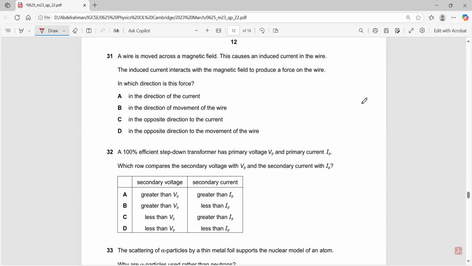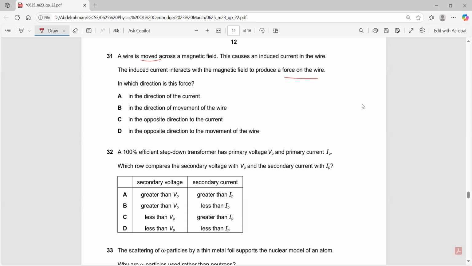A wire is moved across a magnetic field. The induced current interacts with the magnetic field to produce a force on the wire. In which direction is this force? As you move this wire inside, this is the reaction force.